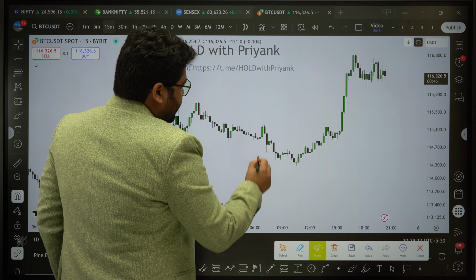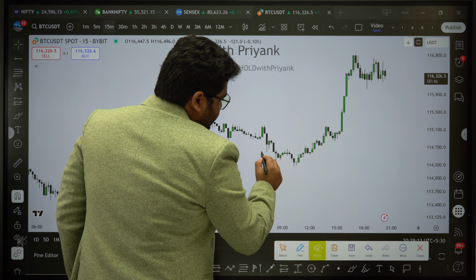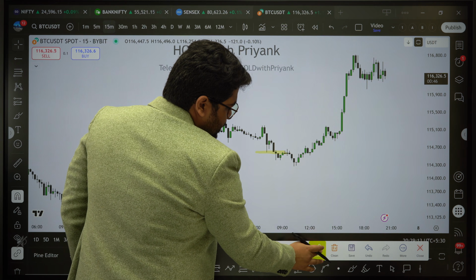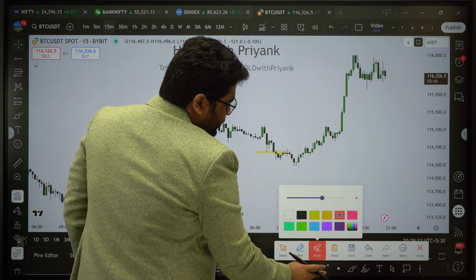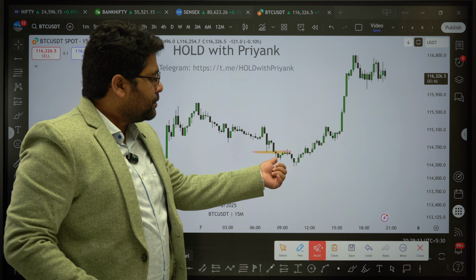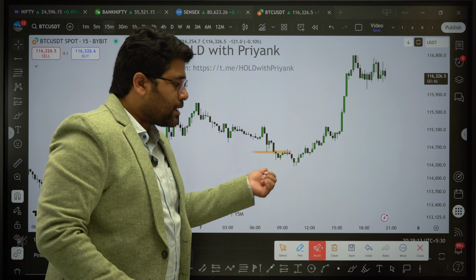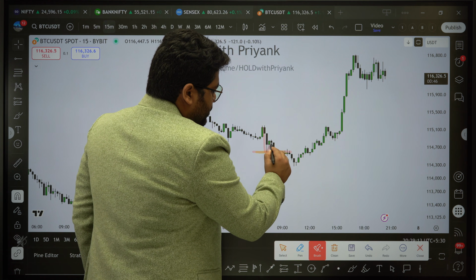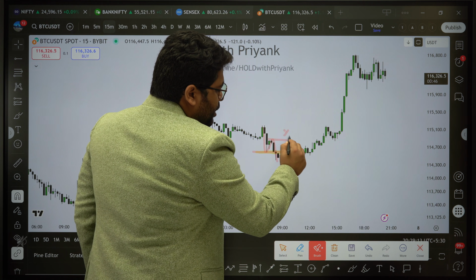So let me use the brush. Okay. Look at this. This is the low, and below this, I'm using red color. Perfect. So this is the low. Look at this. Price goes below it, makes a fake out, not a clear breakout. It's a wick only. Correct. Does not go above this.